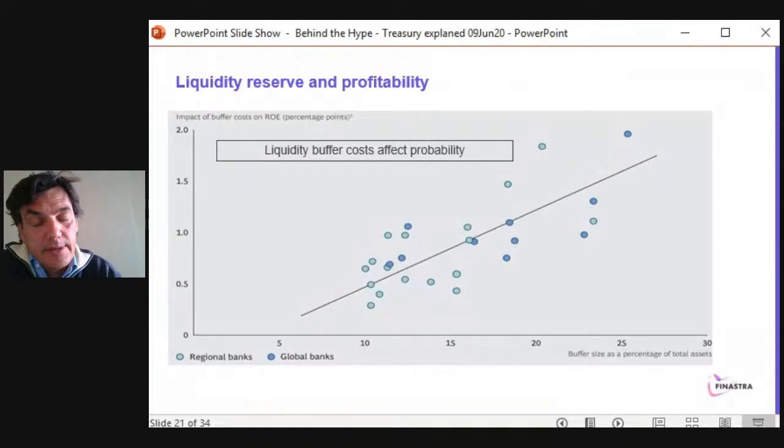Now, I talked about the paradigm of liquidity, risk, and profitability. And I said one of the good ways to manage your liquidity is actually to have a buffer, a reserve. And this chart is particularly interesting. It's coming from BCG. It's a study from 2017.